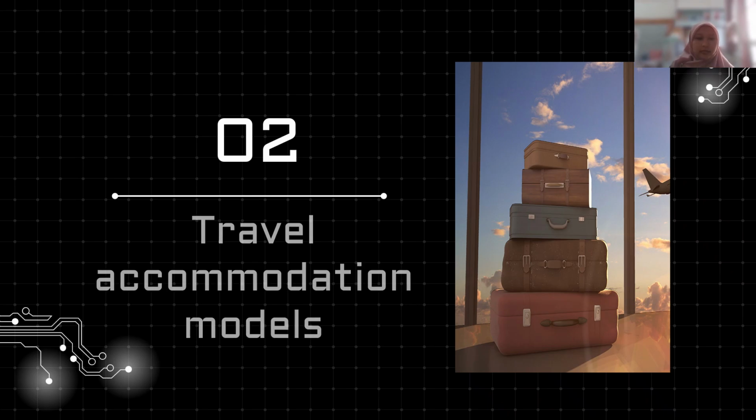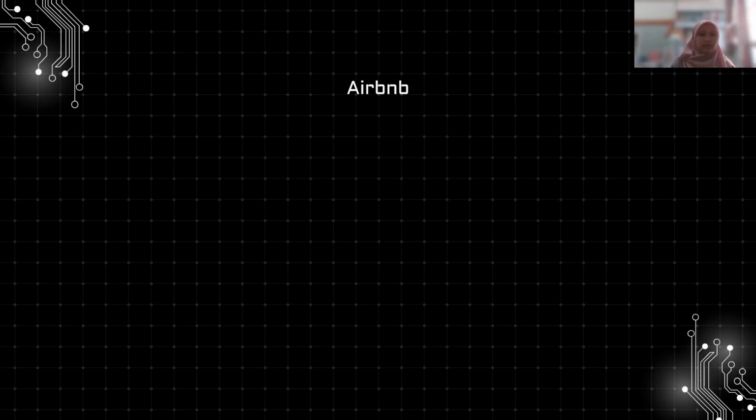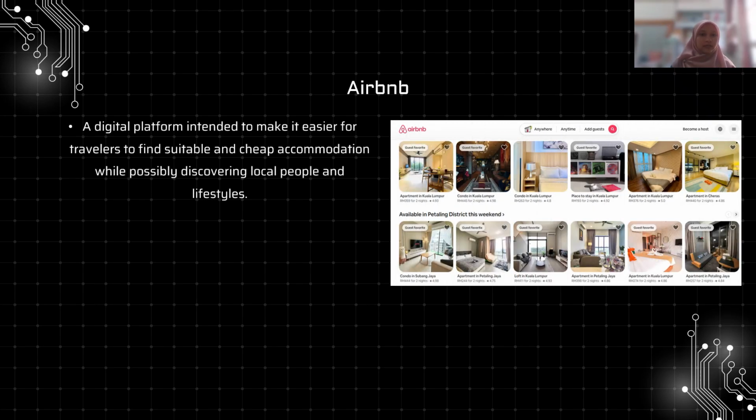The second example is travel accommodation models. This means digital platforms can help travelers manage their travels more easily. A website that's suitable for this is Airbnb. It is a digital platform intended to make it easier for travelers to find suitable and cheap accommodation while possibly discovering local people and lifestyles.